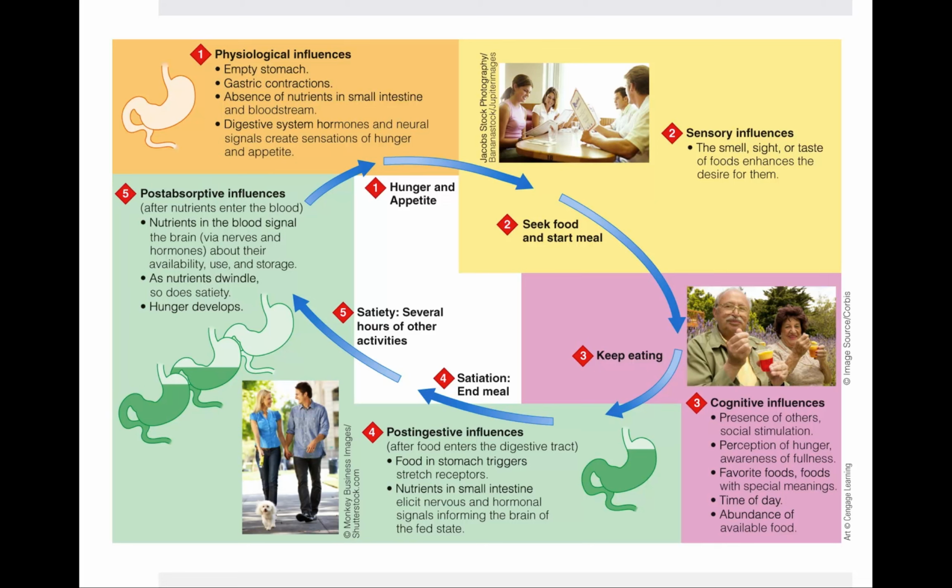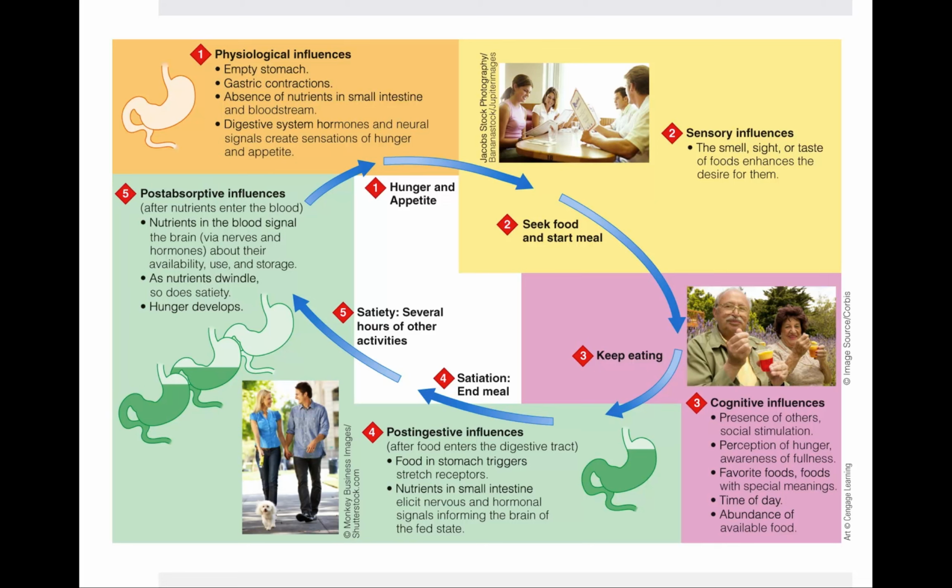What are the things that make us feel hungry? Did you know that having an empty stomach causes contractions of your stomach that send neurotransmitters to your brain that tell you you're hungry? So if you haven't eaten in a long time, you don't have any food in your stomach, you don't have any nutrients in your small intestine and your bloodstream, and so your digestive system starts to trigger hormones and neural signals that create feelings and sensations of hunger and appetite.